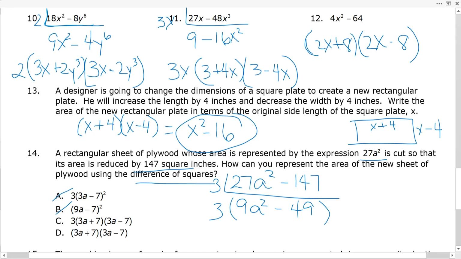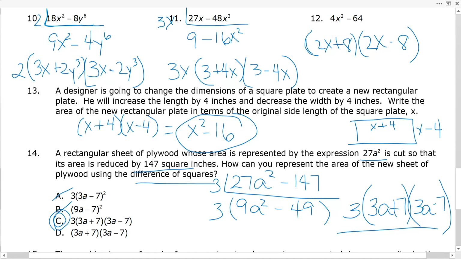So I know B is wrong. And I know A is wrong because I have to have 1 plus and 1 minus in my binomials. So which one is correct? Well, C, because I have the number outside. Okay, square root of 9a squared is going to be 3a. Square root of 49 is 7, plus 7, minus 7. Therefore, C is the right answer.